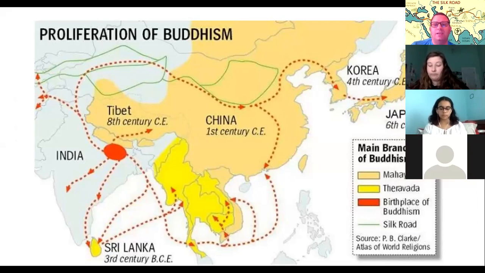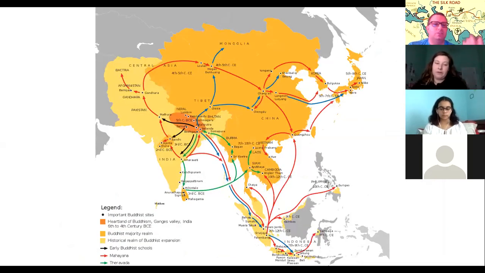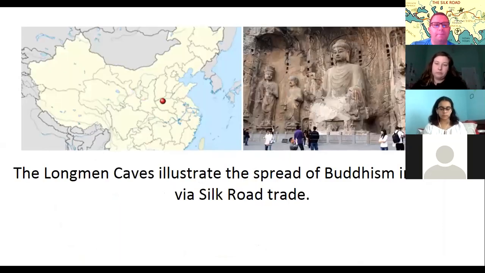This map gives you an idea of how Buddhism spread. Notice that it's tied very neatly into the Silk Roads. You can see this is Theravada Buddhism, the more traditional, more conservative form of it, and then the orange area represents the more liberal, newer version of it. And you can see how it directly correlates with the Silk Roads. Here's another example. This map shows a very similar thing.